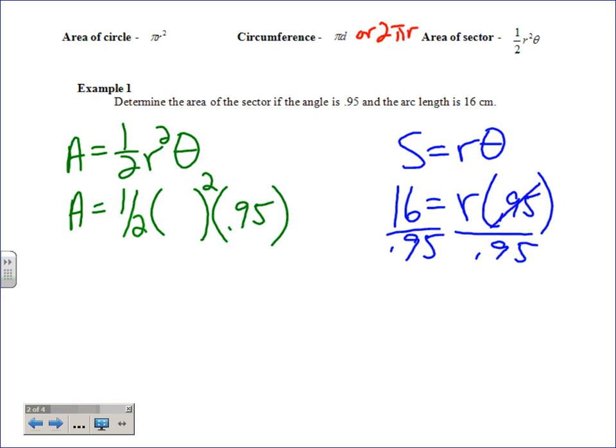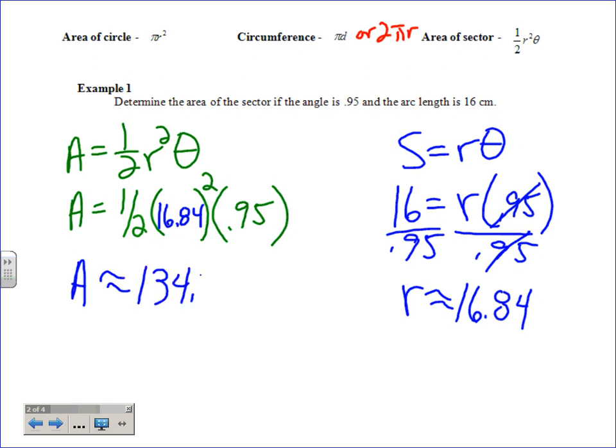Again, this is so that we can get the radius. Okay? And you find out the radius is approximately 16.84. You could just use that decimal of 16.84, or, depending on how good you are with the calculator, just take 16 divided by 0.95 and put it in the blank. I'll accept it either way. So you put 16.84 in here, you plug it in, and the area is approximately 134.7 centimeters squared, because you took centimeters times centimeters.